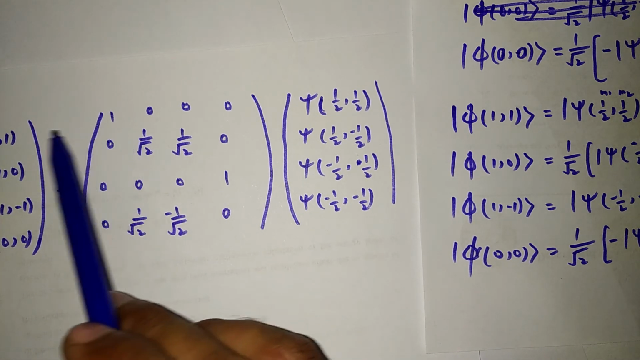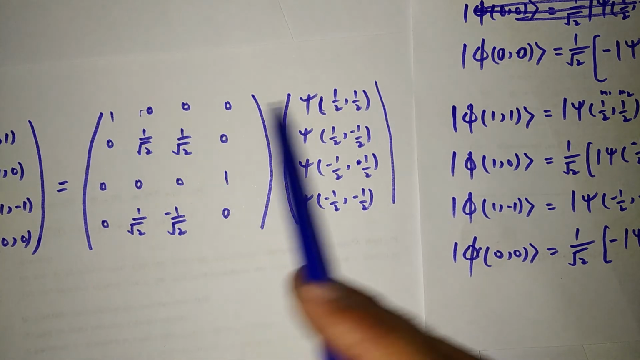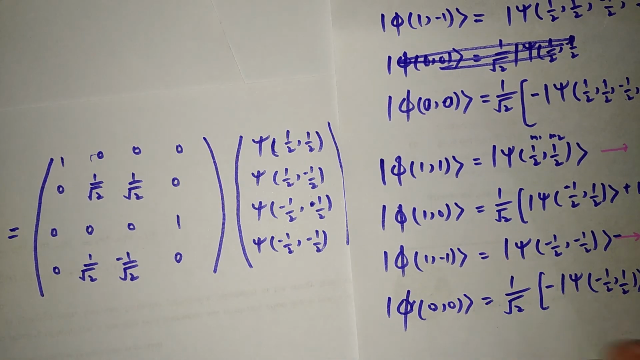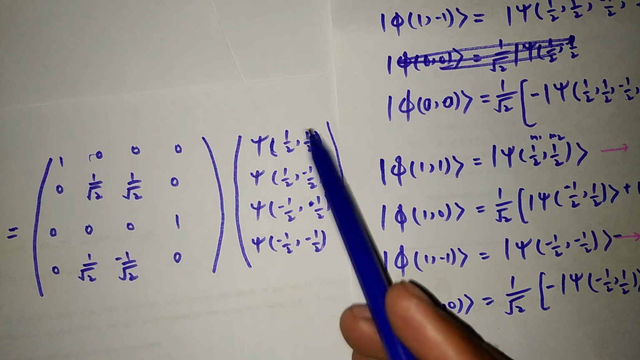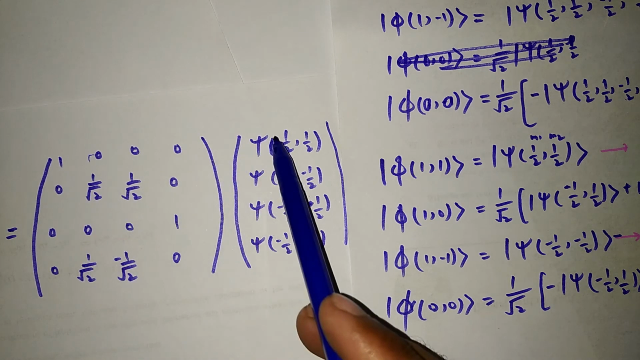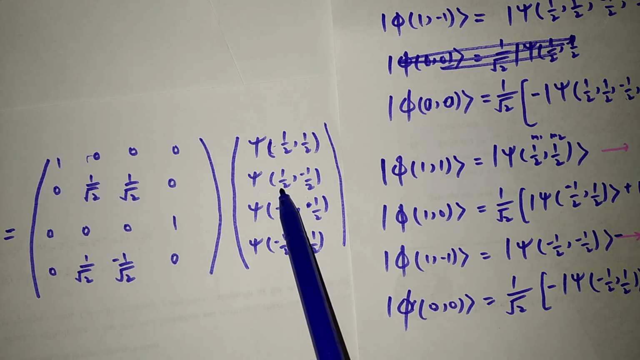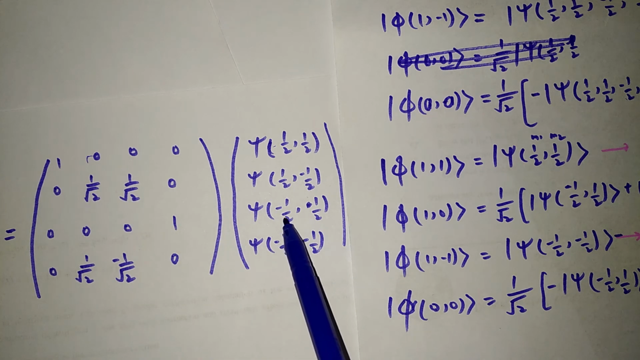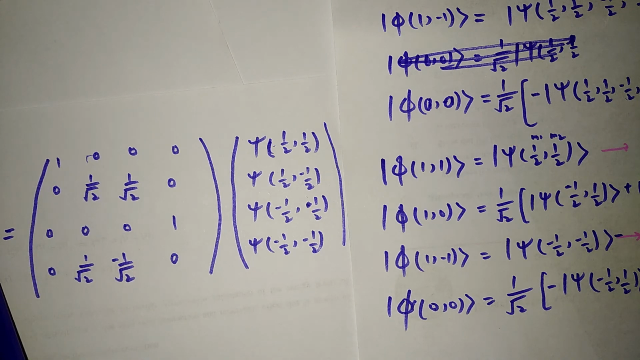When you multiply this one with this matrix, first row and this column, you will get 1 0 0, I mean this one, you will get psi half, clear, plus 0 0 0 and so on. And once you multiply this one with all these, this one will become 0, this will be half, psi half minus half, and half psi minus half, clear, and you will get this state 1 0.